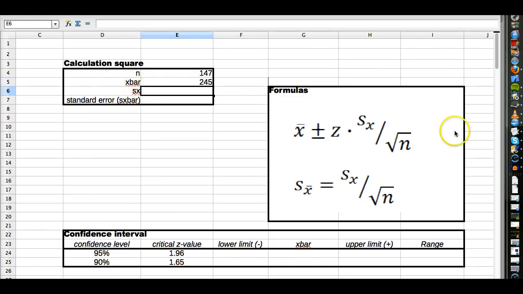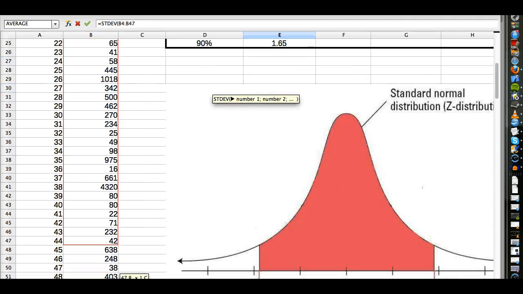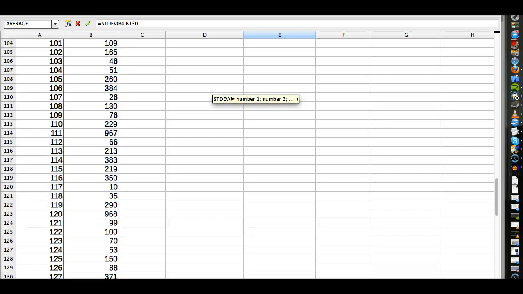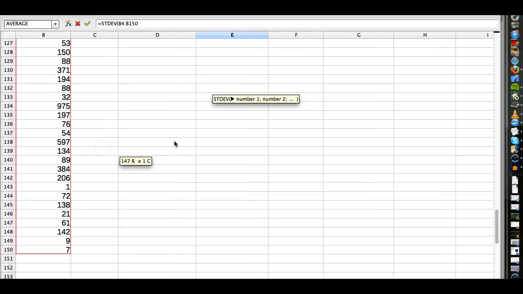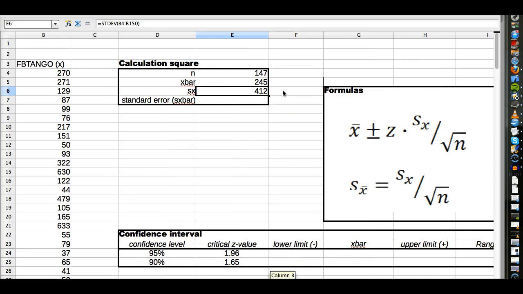Now furthermore, it's not only the size of our sample that determines how sure we can be of our guess, it's also the variation around our x-bar. So I'm going to have to calculate the standard deviation using that formula there. Select my data. It's a lot of selecting data in this tutorial. And I find that we have a standard deviation of 412 Facebook friends.